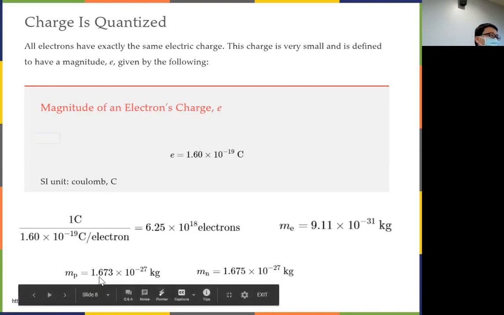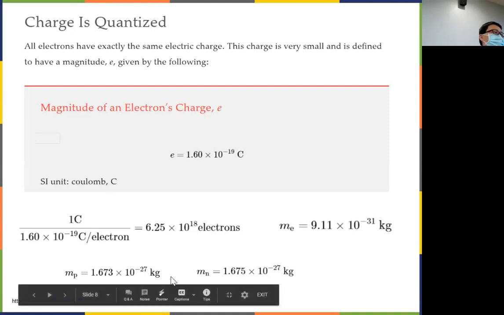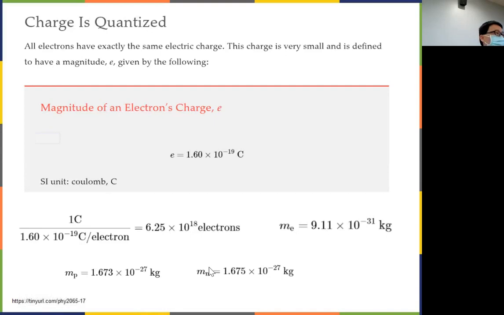So the proton mass is 1.673 times 10 to the minus 27 kilograms. A neutron, M sub n, is 1.675 times 10 to the negative 27, roughly the same as a proton. It's slightly heavier, but about the same as a proton. In a problem, these numbers might not be given, but you can always look them up because they are constant numbers. They are not changing.